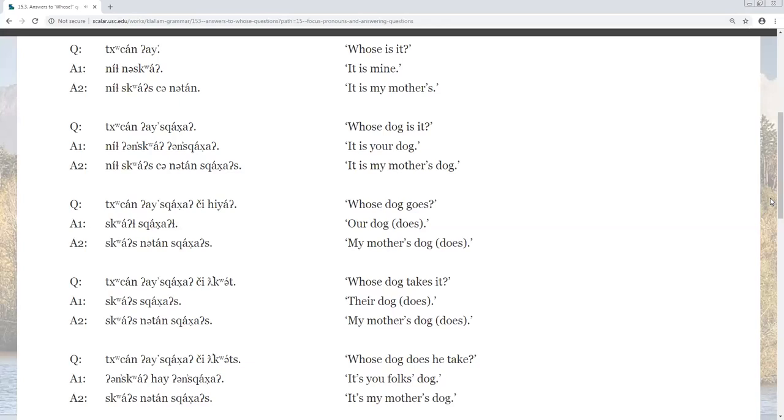So that's it for focus pronouns and answering questions to who and what and whose. If you have your grammar book, that would be page 82 to page 88. And you can find all your exercises there so you can learn and study all those also.